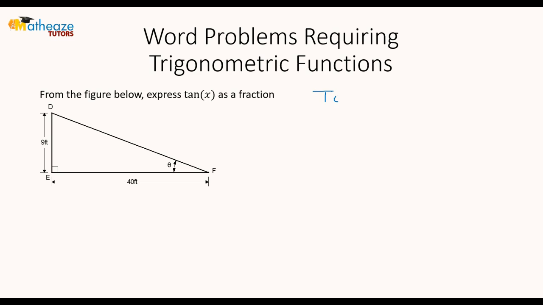Now we're going to express tan x as a fraction. So we have TOA. So I guess we can use theta, we can replace this with x. Okay, so tan x is equal to the opposite side, which is 9 feet, over 40 feet. So tan x is 9/40.